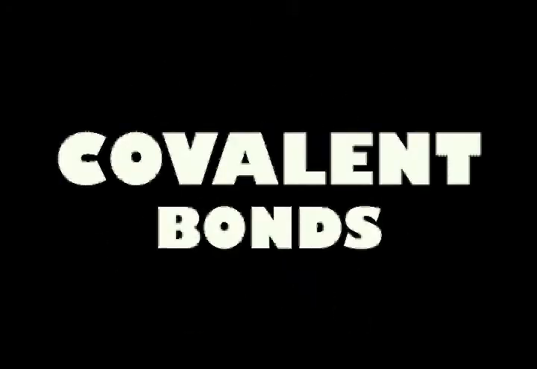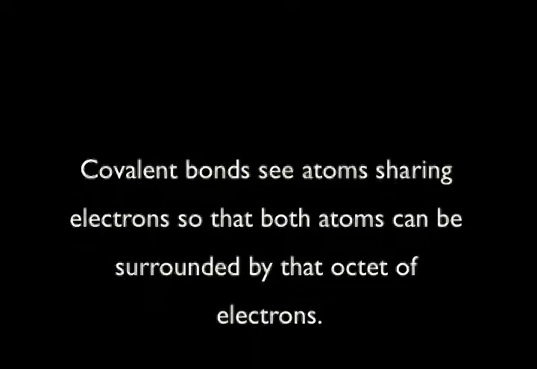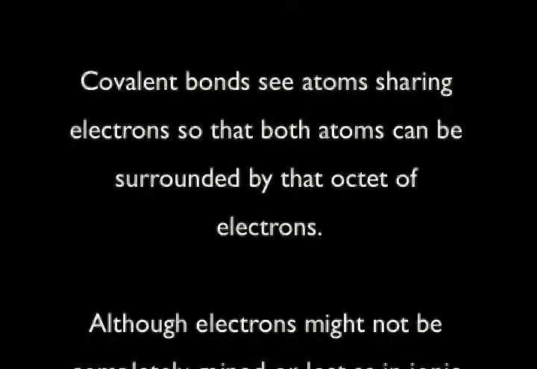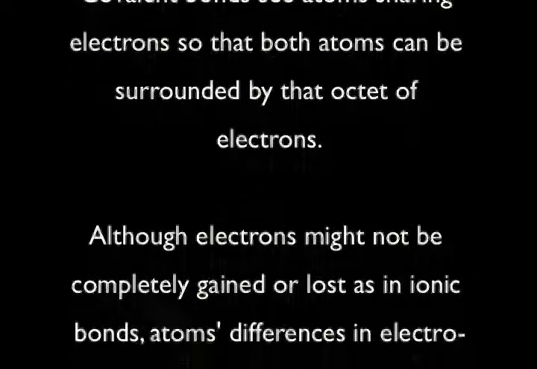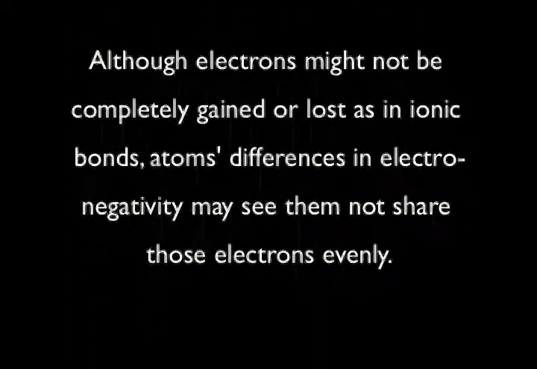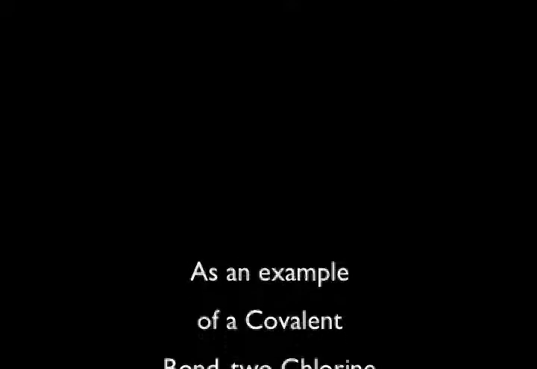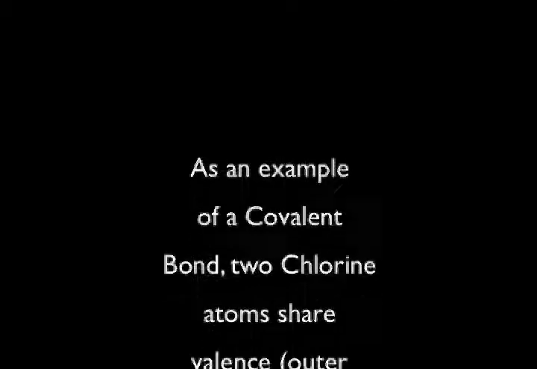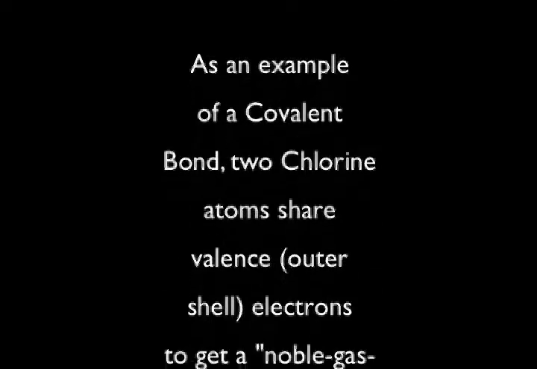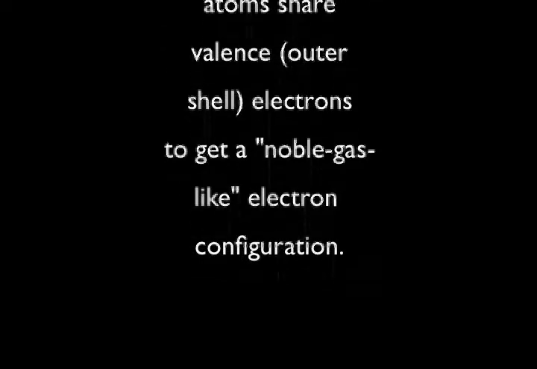So how are covalent bonds different? Covalent bonds see atoms sharing electrons so that both atoms can be surrounded by that octet of electrons. Although electrons might not be completely gained or lost as in ionic, atoms' differences in electronegativity may see them sharing evenly or unevenly. As an example of a covalent bond, 2 chlorine atoms share valence, outer shell electrons, to get a noble gas-like electron configuration.